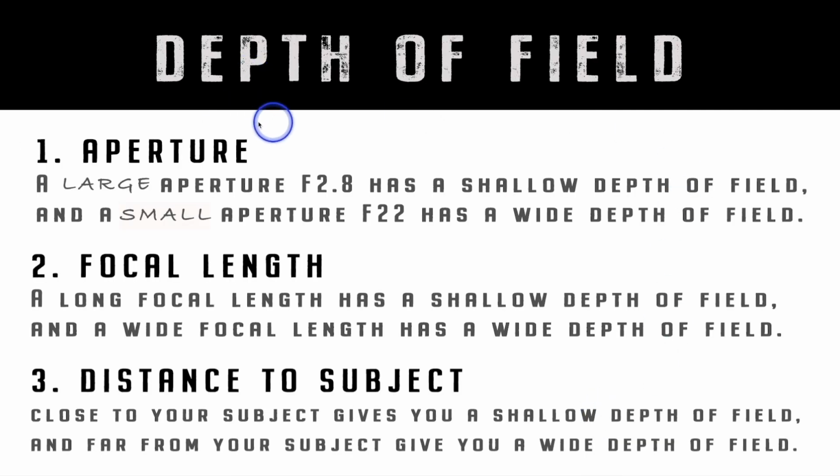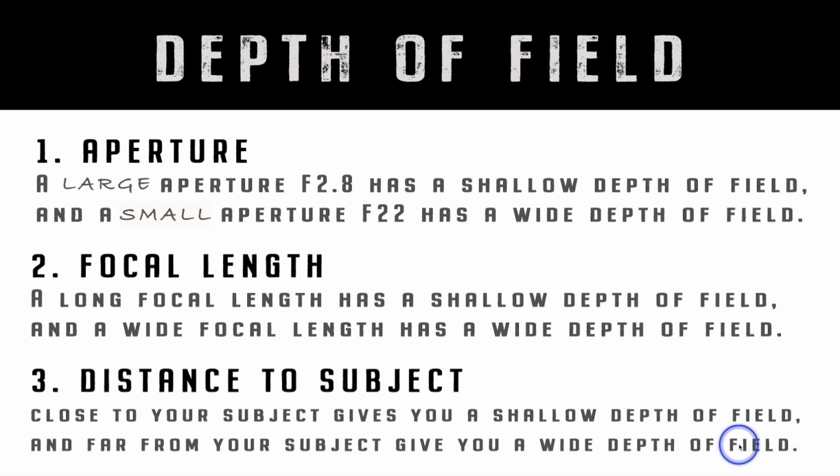So once again, we have aperture. A small aperture gives us a shallow depth of field. A large aperture gives us a wide depth of field. And focal length, which is read in millimeters on the front of your lens. A long focal length gives us a shallow depth of field, and a wide focal length gives us a wide depth of field. Distance to subject: if you are close to your subject, you have a shallow depth of field. And if you are far from your subject, it gives you a wide depth of field.